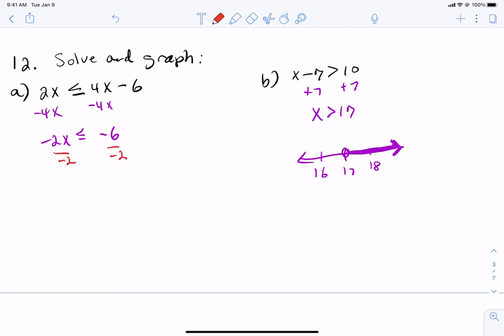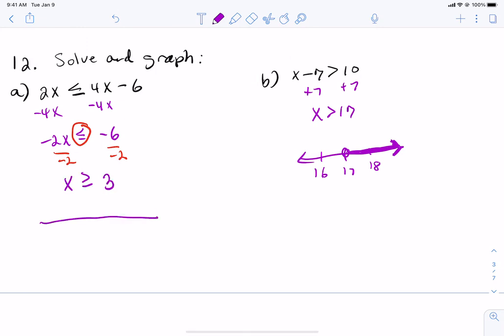But as a little reminder to my brain, because I'm somewhat forgetful, I'm going to circle that symbol to remind me that the next time I write it, I've got to flip it. So if you multiply or divide by a negative, got to flip the symbol. So I get x is greater than or equal to 3.